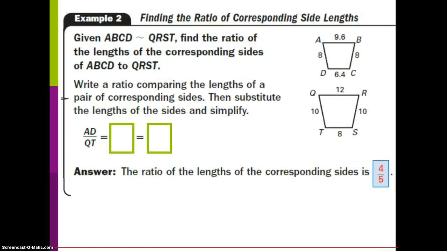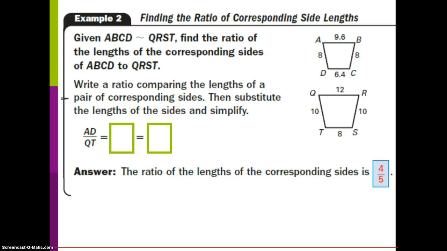In example 2, we are finding the ratio of corresponding side lengths. Given ABCD and QRST, find the ratio of the lengths of the corresponding sides. When we write a ratio comparing the lengths of a pair of corresponding sides, we then need to substitute the lengths of the sides and simplify.